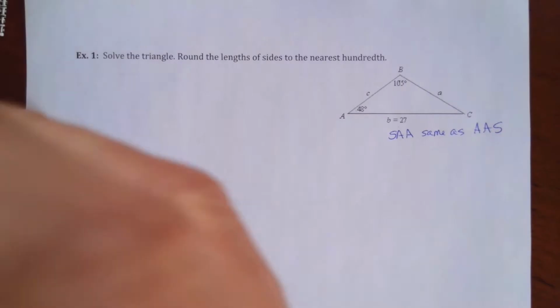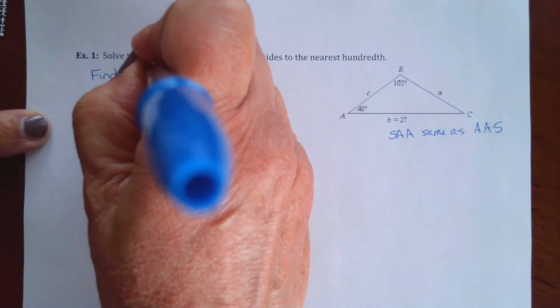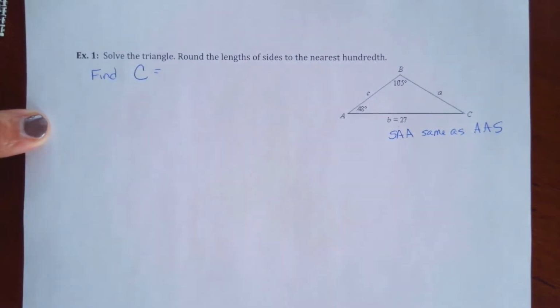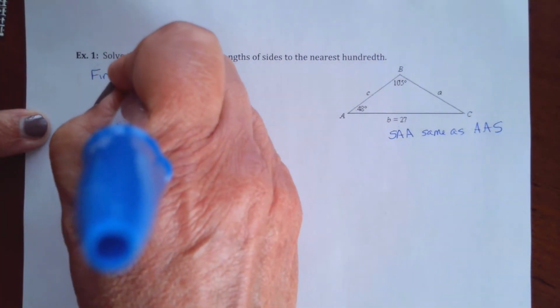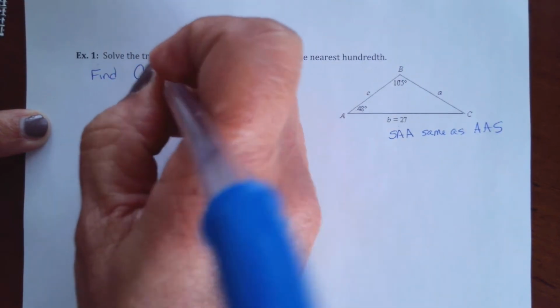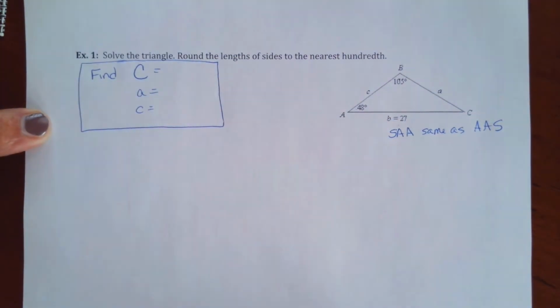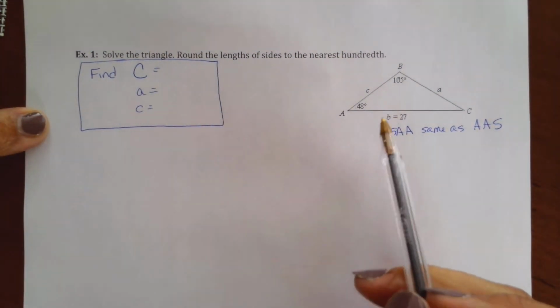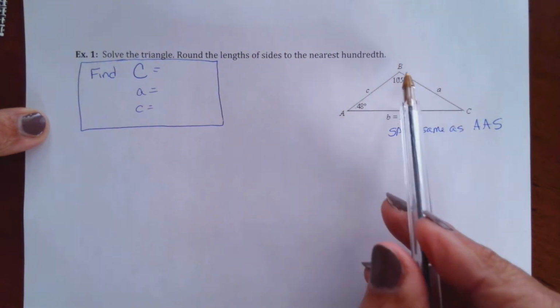All right, so we need to find, and I'm just going to write a little box up here, we need to find capital C, right? That's the angle. We need to find side A and side C. All right, so these are the things we're looking for. So these are going to be our answers up here.